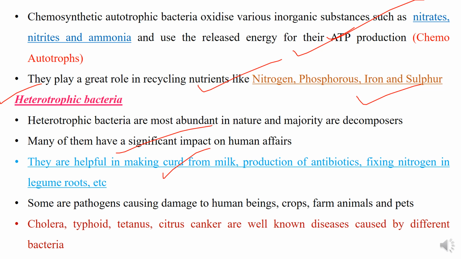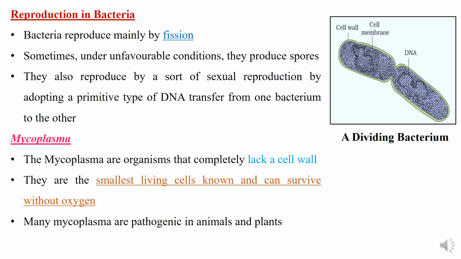If you look at the examples under heterotrophic bacteria, there is cholera, which is caused by Vibrio cholerae, and typhoid, tetanus and citrus canker. Citrus canker is caused by Xanthomonas citri. These are the well-known disease examples under heterotrophic bacteria.